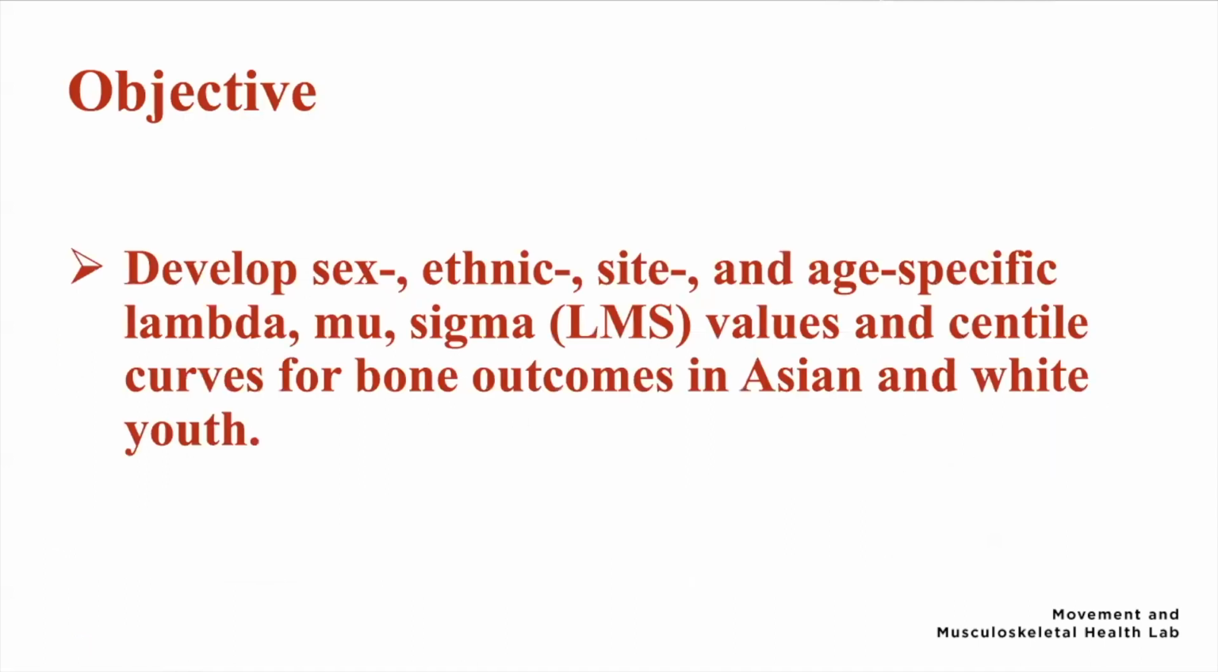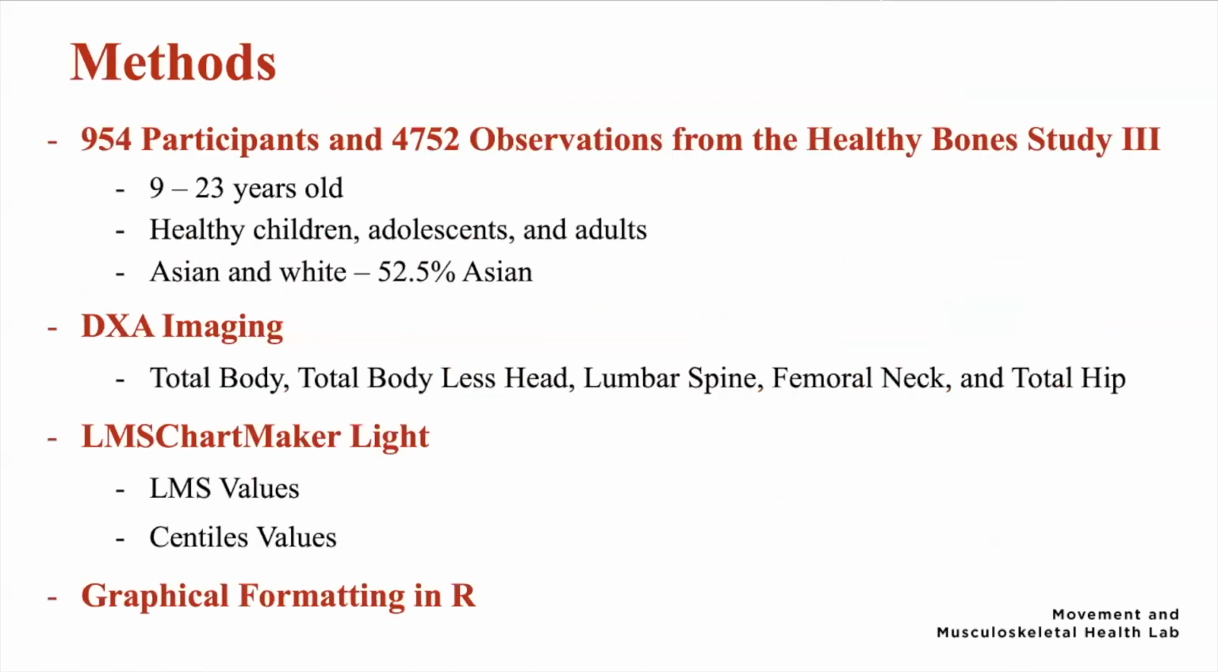Therefore, the objective of our study is to develop sex, ethnic, site, and age-specific lambda, mu, sigma, or LMS values, and centile curves for bone outcomes in Asian and white youth. So we had 954 participants with 4,752 observations from the Healthy Bones Study 3, which is an 11-year longitudinal study. Our participants were 9 to 23 years old, and they were healthy children, adolescents, and adults, with 52.5% of the participants being Asian. We used DXA imaging for all those sites that I mentioned before: total body less head, lumbar spine, femoral neck, and total hip.